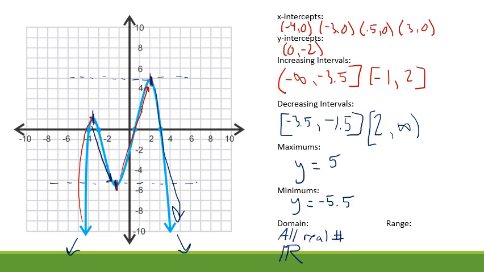My range, up and down, okay, I am bound by a maximum, a global maximum of 5, but I continue forever in the negative direction, so my y has to be less than or equal to +5.